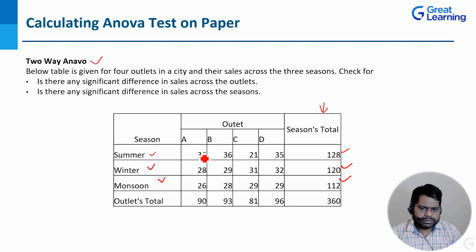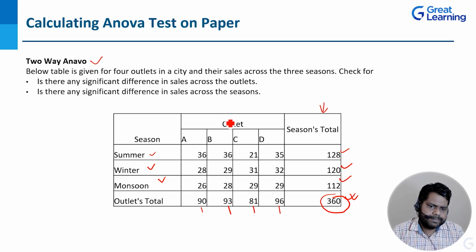Similarly for outlets, the sum for A is 90, for B it is 93, for C it is 81, and for D it is 96. And the total sum of all the entries for A, B, C and D across all 3 seasons is 360. Now how can we say this example is a two-way ANOVA test? Here we can clearly see two things: one is outlet and another one is season.